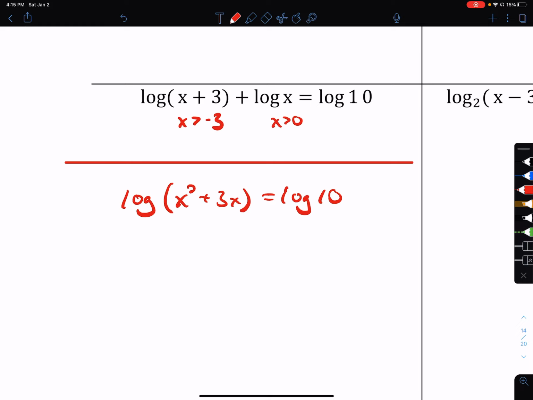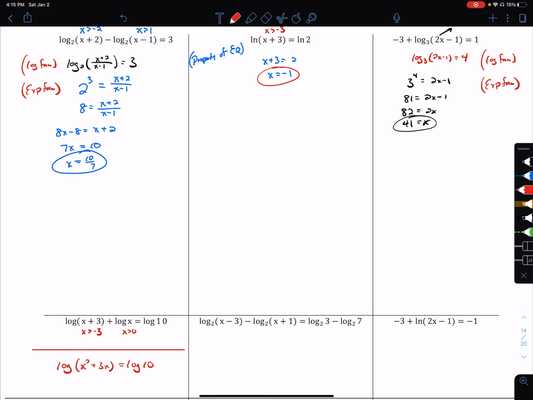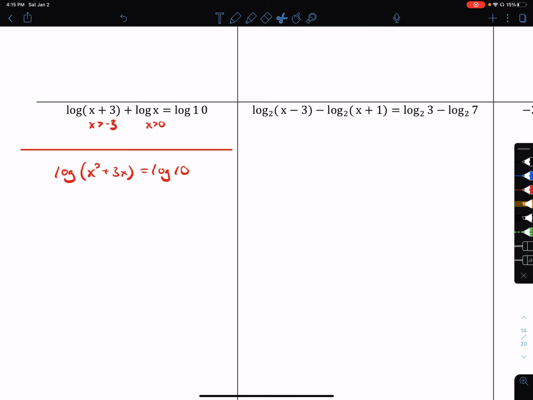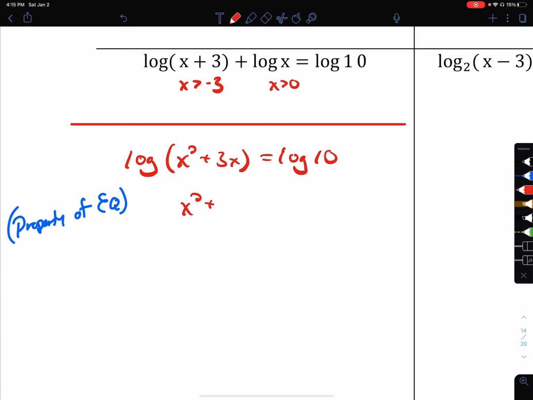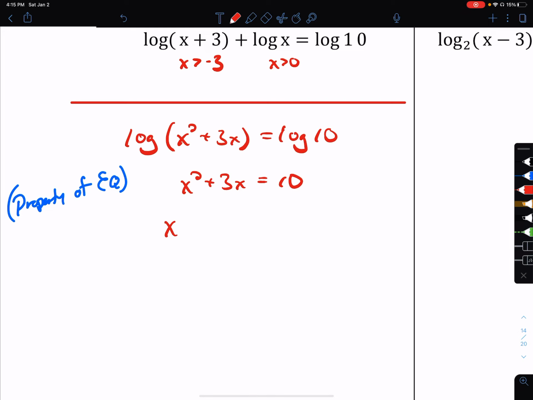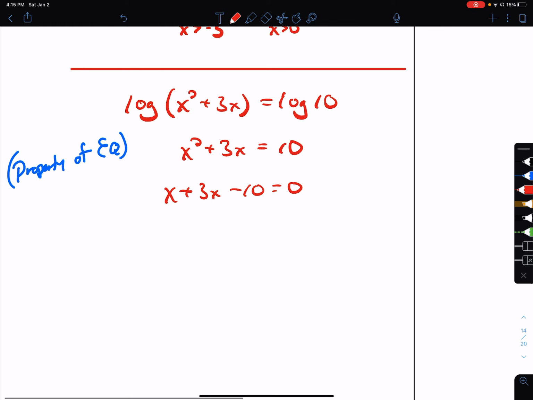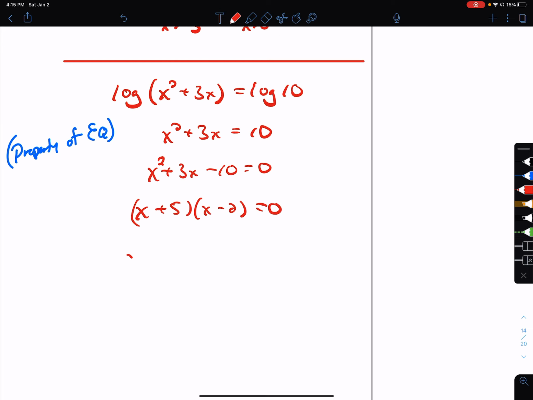Property of equality says that if you have a log equal to a log, you can set the arguments equal to each other. So I'm going to set x squared plus 3x equal to 10, and then I'm going to get all the terms on the same side, and I'm going to factor. X squared plus 3x minus 10 factors into x plus 5 and x minus 2. The factor theorem tells us the answers would be x equals -5 and x equals 2.